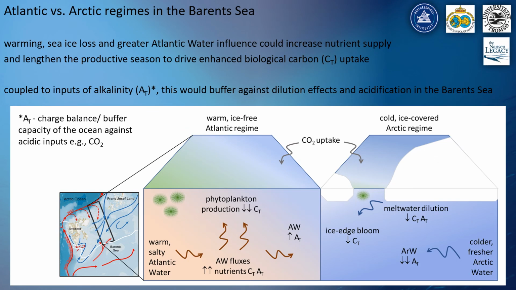The work carried out within the Nansen Legacy project is helping to better resolve seasonal variability in the Barents Sea, where future warming, sea ice loss, and greater Atlantic water influence could increase the nutrient supply and lengthen the productive season to drive enhanced biological carbon uptake. Coupled to inputs of alkalinity from the Atlantic water, these processes would counteract dilution effects and buffer against acidification in the Barents Sea.